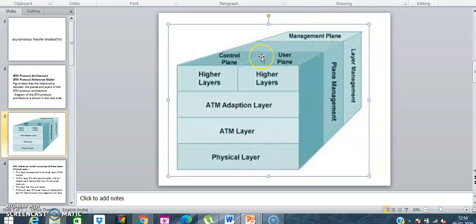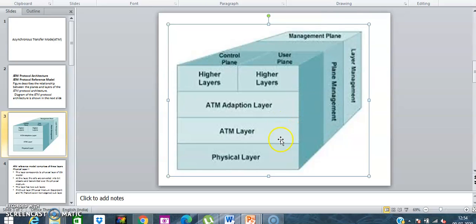What is the user plane? The user plane provides for user information transfer along with associated control, that is flow control and error control. The control plane performs call control and connection control functions. The management plane includes the management functions for the whole system, whereas layer management incorporates the management functions of the specific layer.